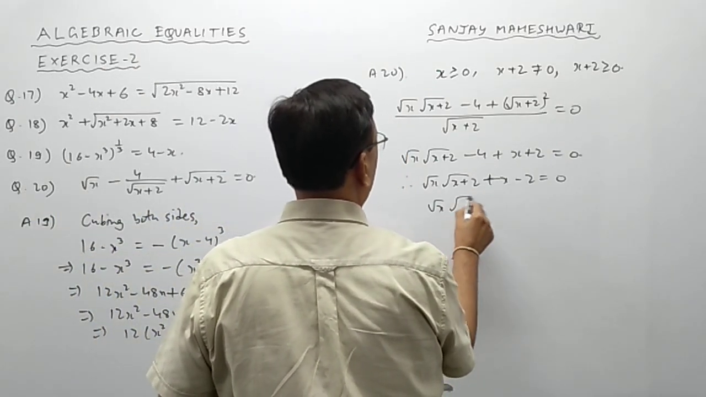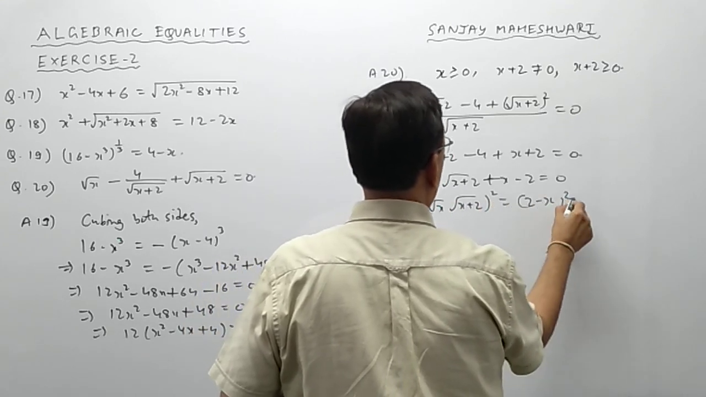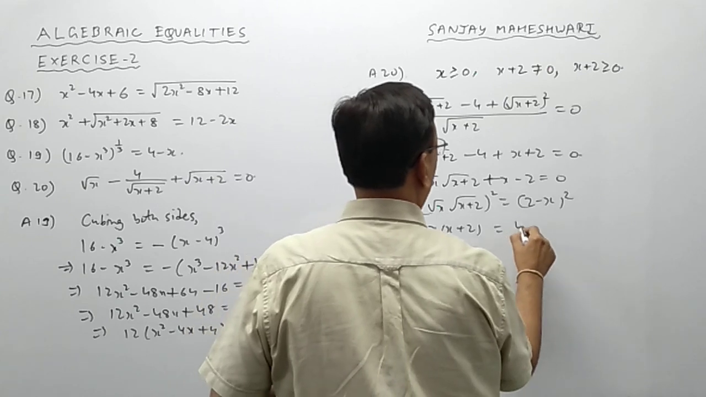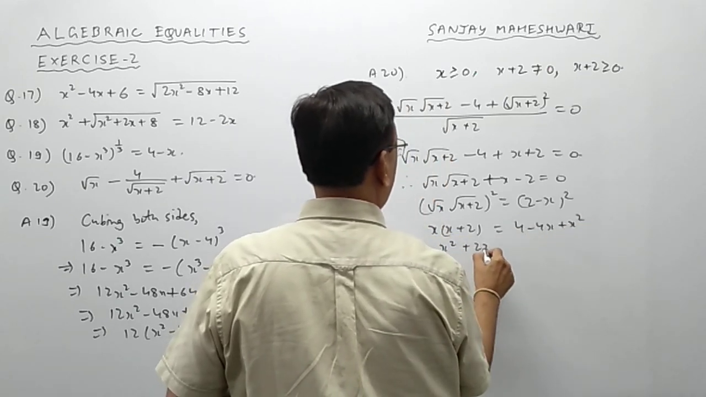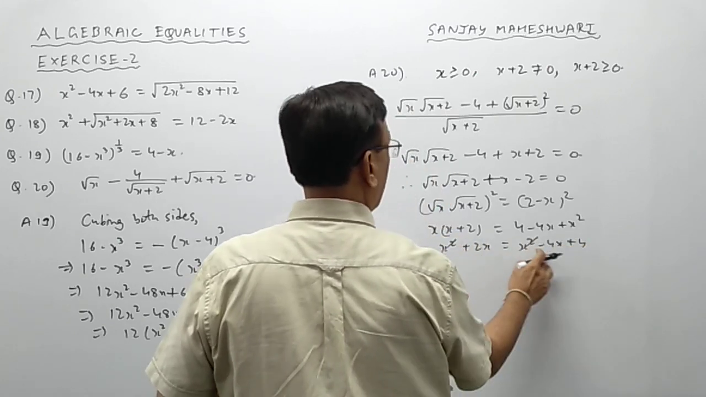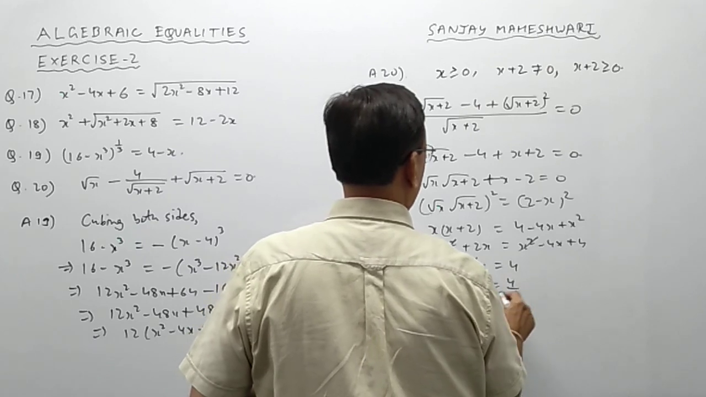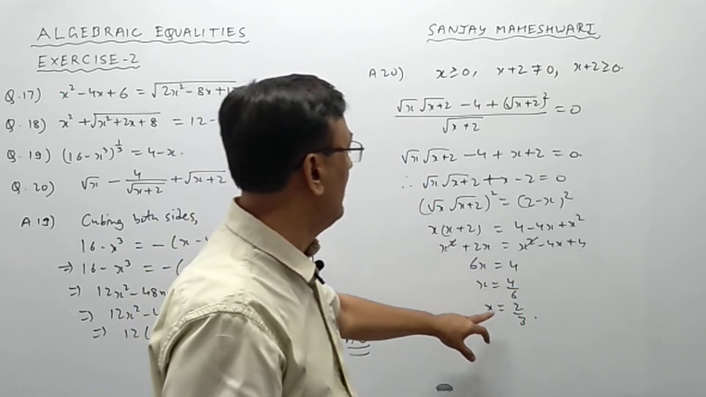Therefore root x plus 2 whole square is equal to 2 minus x whole square. Therefore x plus 2 is equal to 4 minus 4x plus x square. x square plus 2x equal to x square minus 4x plus 4, x square cancels. 6x equal to 4. x equal to 4 by 6. x equal to 2 by 3. Now let us check whether there is any violation.